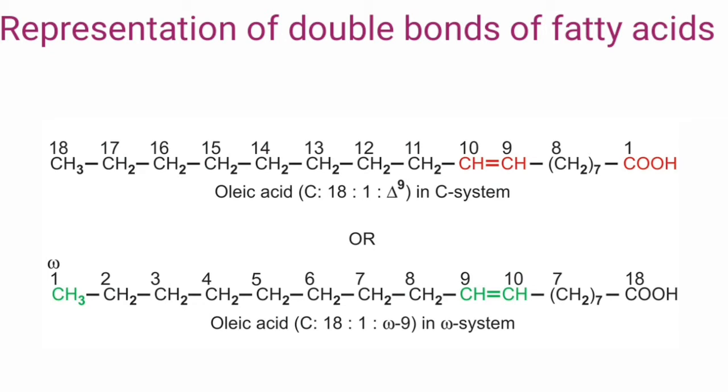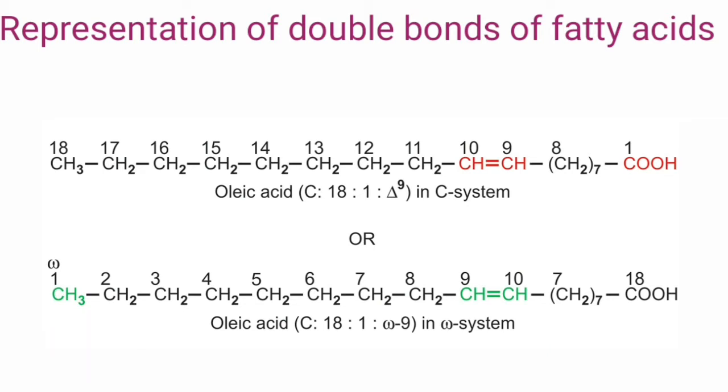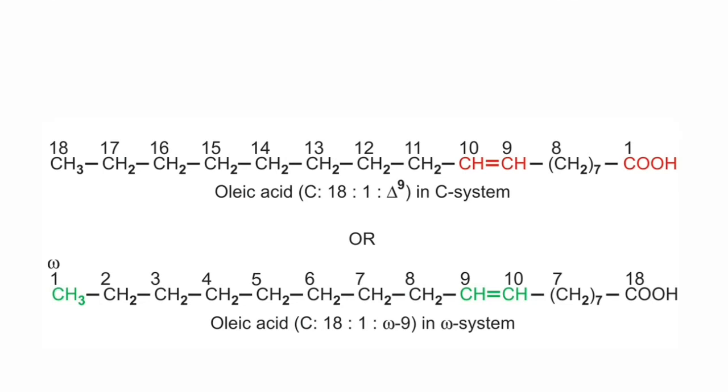Coming to the omega system, as we know, the omega carbon is the last carbon, the carbon most distant from the carboxylic carbon in a fatty acid. So when we are representing the double bonds from the omega end of a fatty acid, it is called the omega system. For the same fatty acid, oleic acid with 18 carbons, again 18 is to 1. The 1 indicates that there is only one double bond, and omega 9 tells us that the bond is present at the omega 9th position, that is between the 9th and 10th carbons, starting from the omega end of the fatty acid.